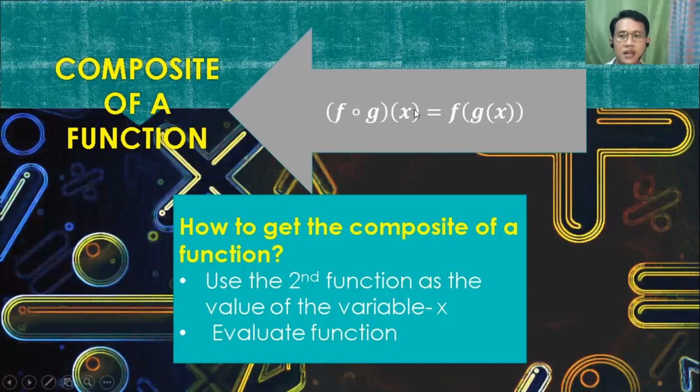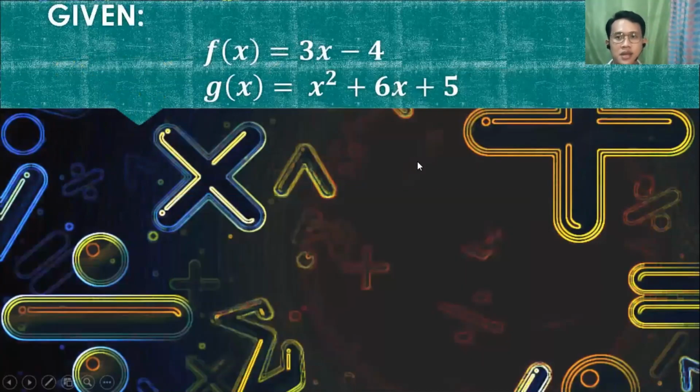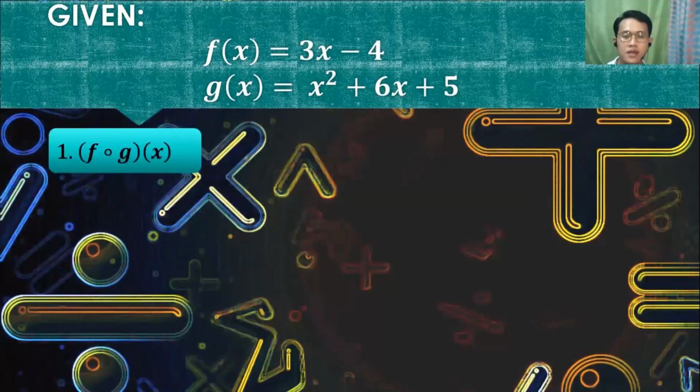So use the second function. The second function, which is what's inside, is g of x. That will be the value of x of your outside function, which is f. How will you do that? Let's see an example here. We have f of x, which is 3x minus 4, and g of x, which is equal to x squared plus 6x plus 5. Number one, f composition of g of x.